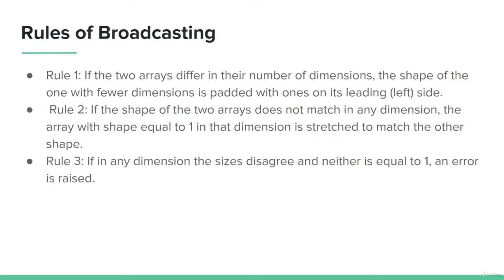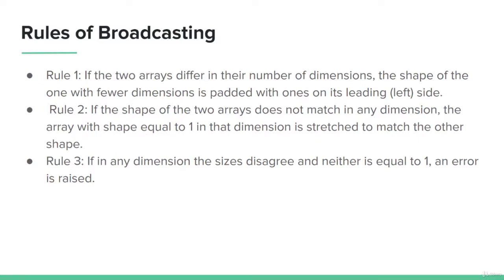So let's look at the rules of broadcasting. The number one rule is that if two arrays differ in their number of dimensions, the shape of the one with fewer dimensions is padded with ones on its leading left side. So if we're talking about two arrays and one of them has fewer dimensions, then it will be padded by ones on its leading left side. The second rule is that if the shapes of the two arrays do not match in any dimension, the array with shape equal to 1 in that dimension is stretched to match the other shape. You see that rule 2 is applied to the constants, and rule 1 is applied to the arrays of two different dimensions.